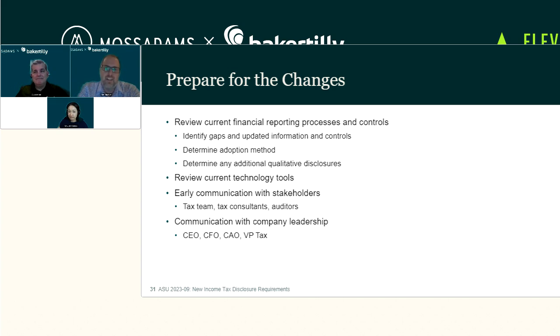And then, have you gone through all the relevant communications? Have you talked to your C-suite? Have you talked to the different stakeholders involved in the financial statements so they're aware of what needs to be disclosed and what needs to go in there? Have you spoken with your auditor? Do you know the plan for how you're going to adopt this new standard? Those are all the relevant communications you'd want to go through as you work through this.